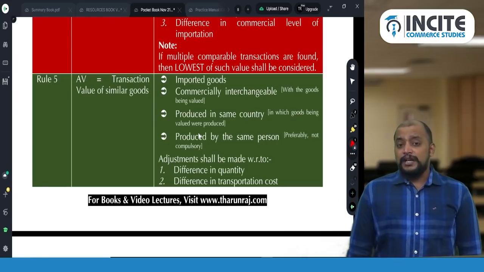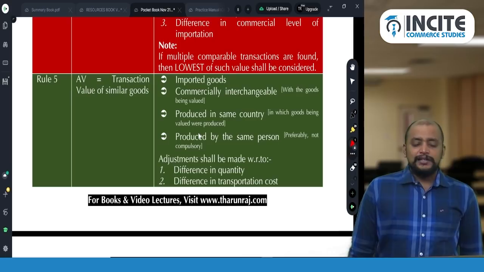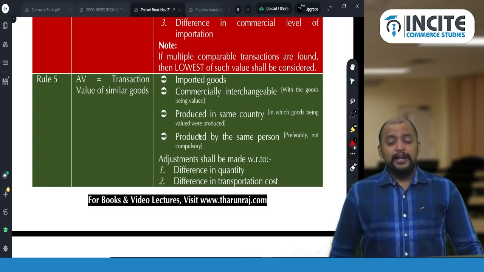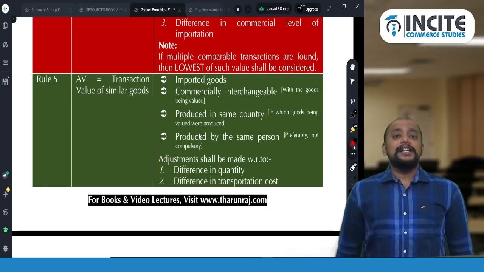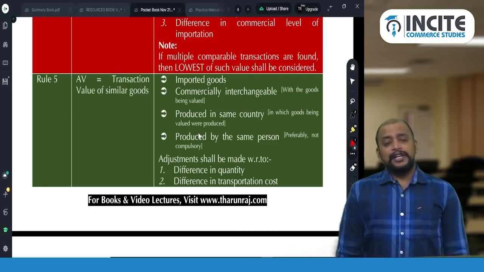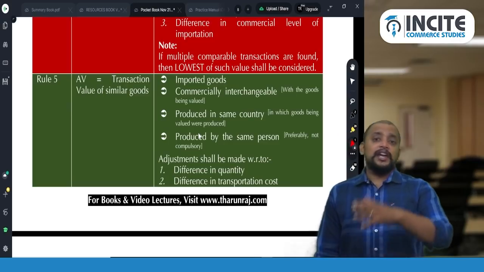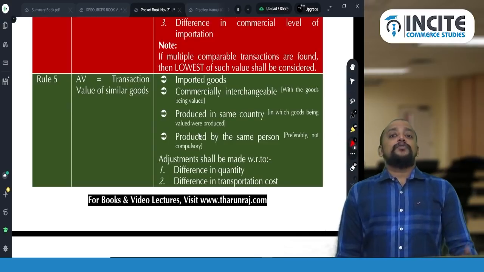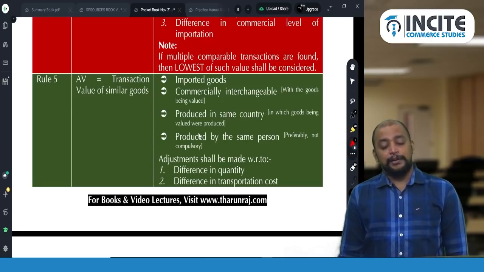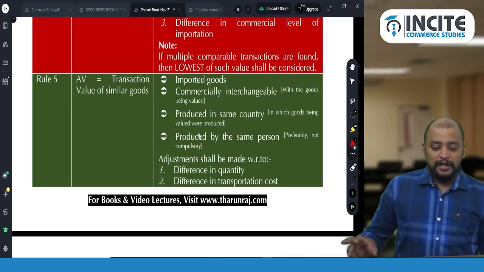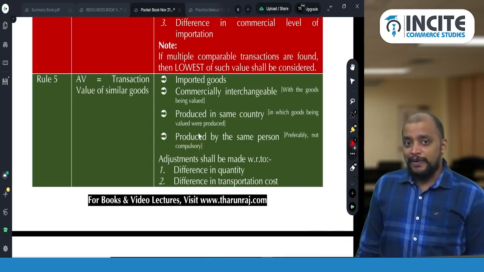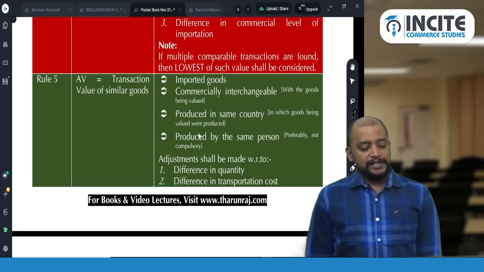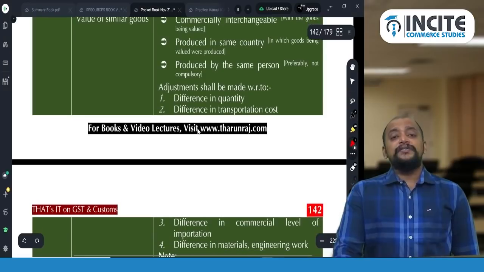Rule 5 refers to assessable value, that is, the transaction value of similar goods should be taken. So what is the meaning of similar goods? Similar goods means it is also imported, but need not be the same. It is commercially interchangeable. So for a top load washing machine, can a front load washing machine be taken as comparable, similar? Yes. But for a washing machine, a fridge will not be taken as comparable. So commercially interchangeable with the goods being valued, but produced in the same country, produced by the same manufacturer preferably, not compulsory.